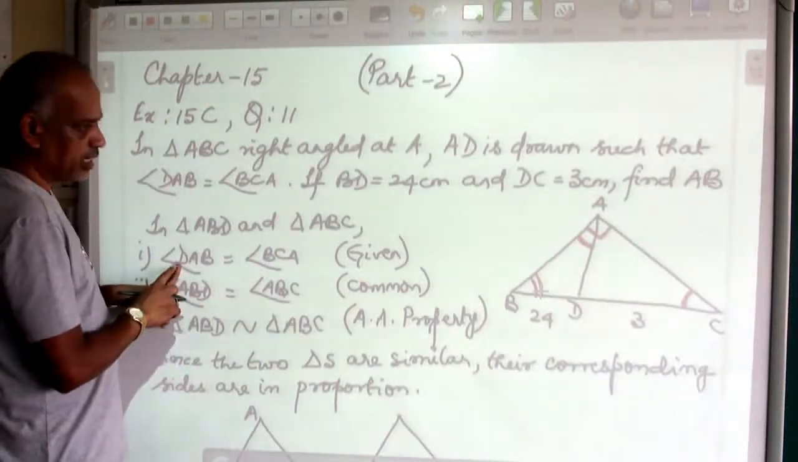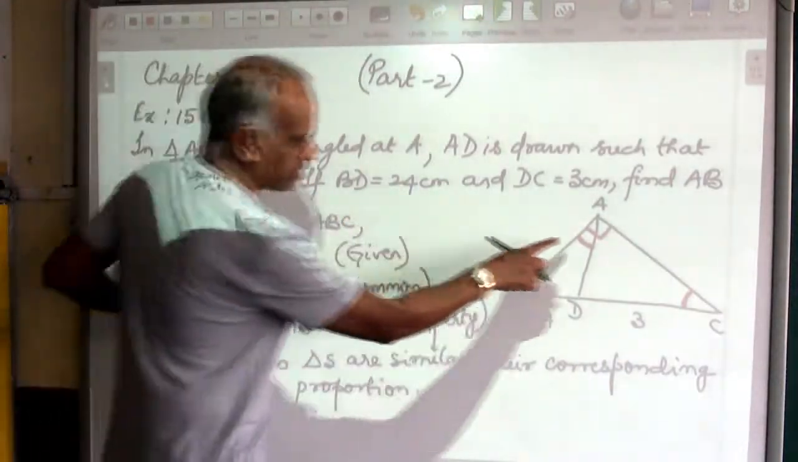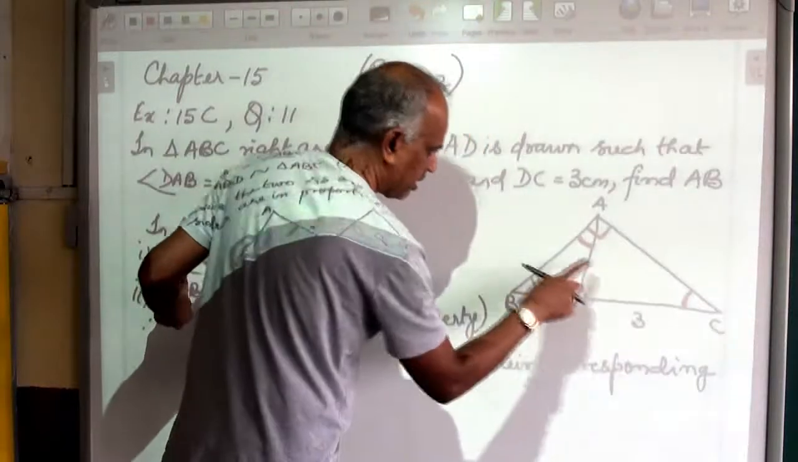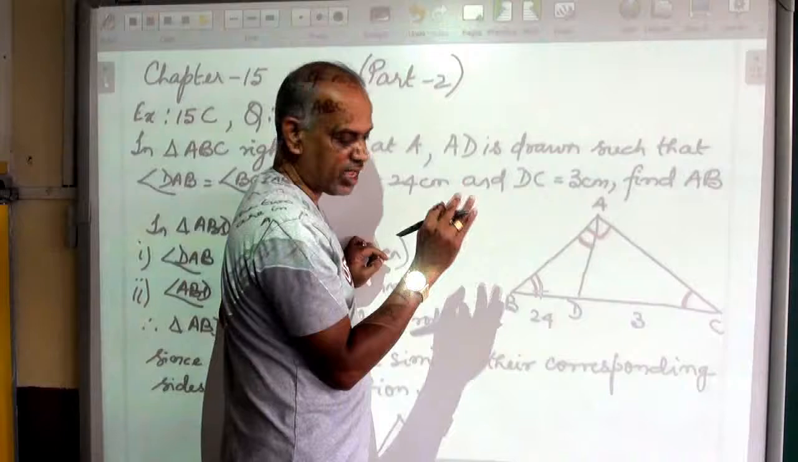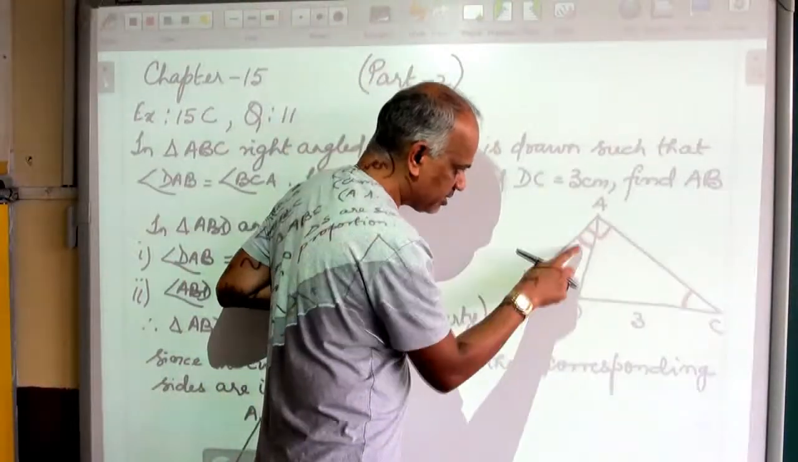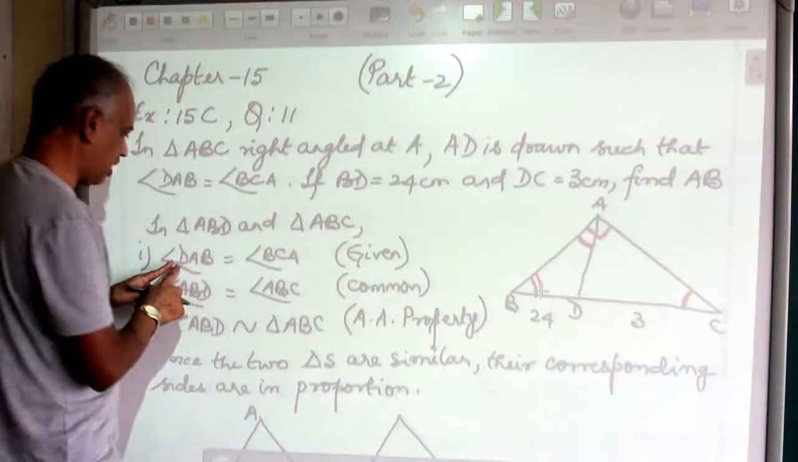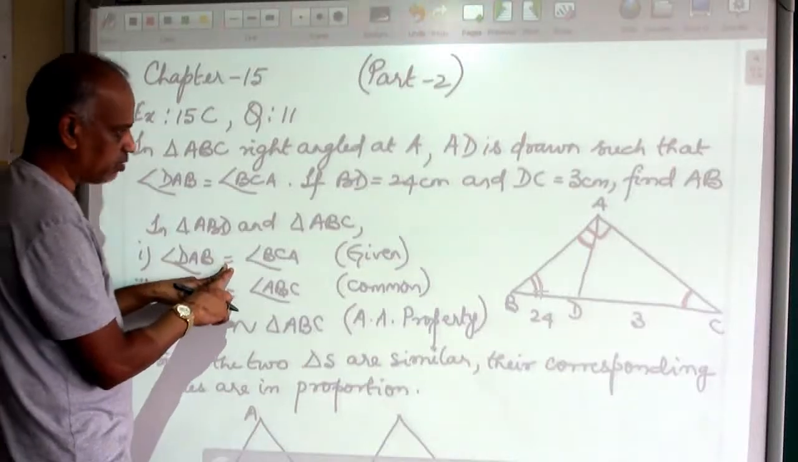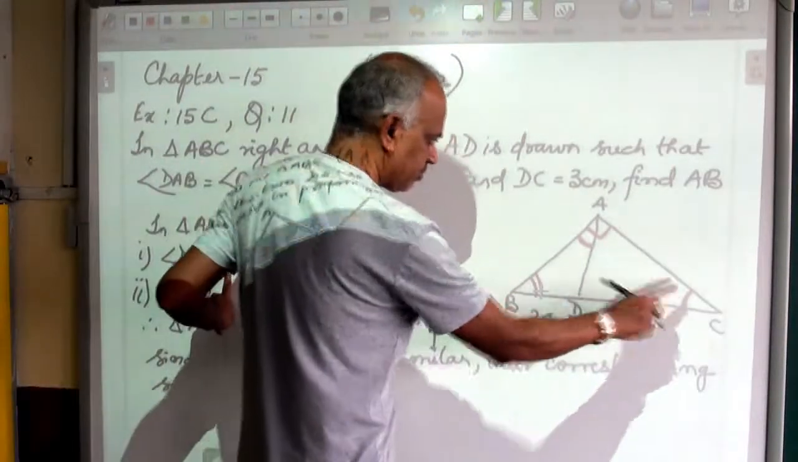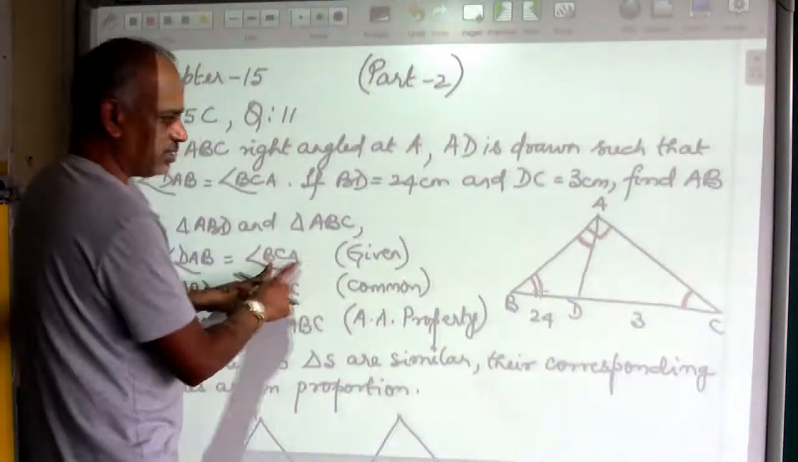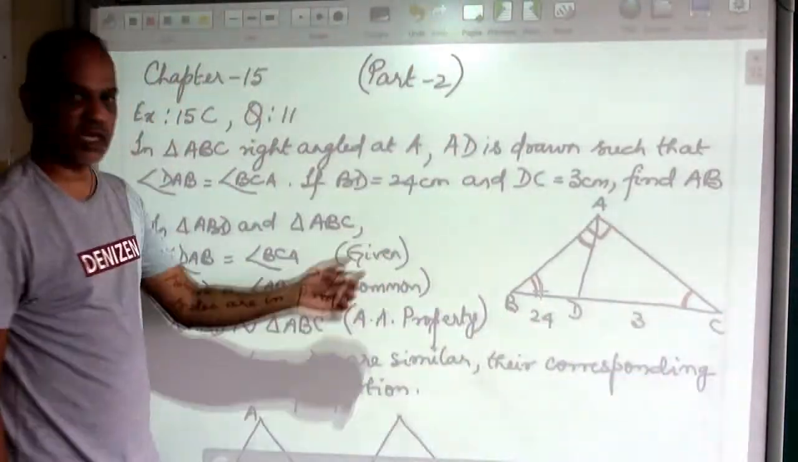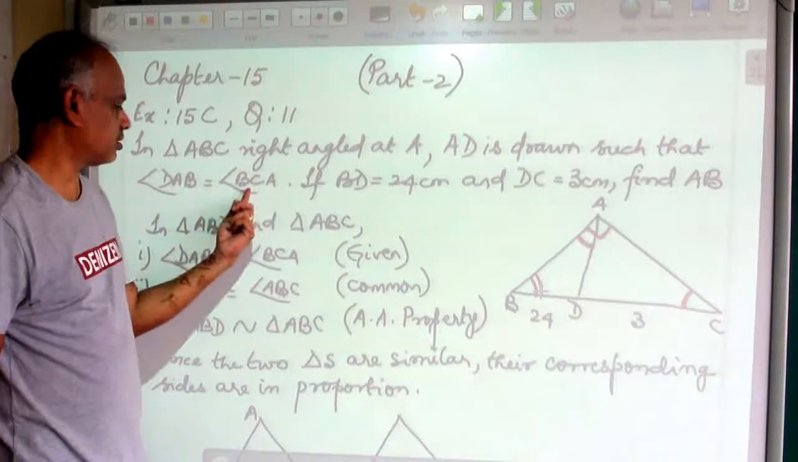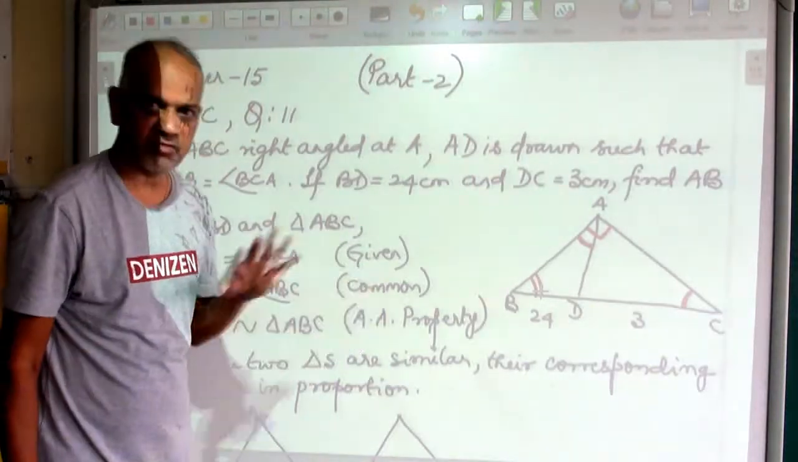First one, let's write about the single arc ones, this and this. This is angle A, but you have to name it with three alphabets. So BAD, that is this one, angle BAD or DAB is equal to this one you have named, angle BCA. Now why they were equal is it was already given here. So that's why I have written given.